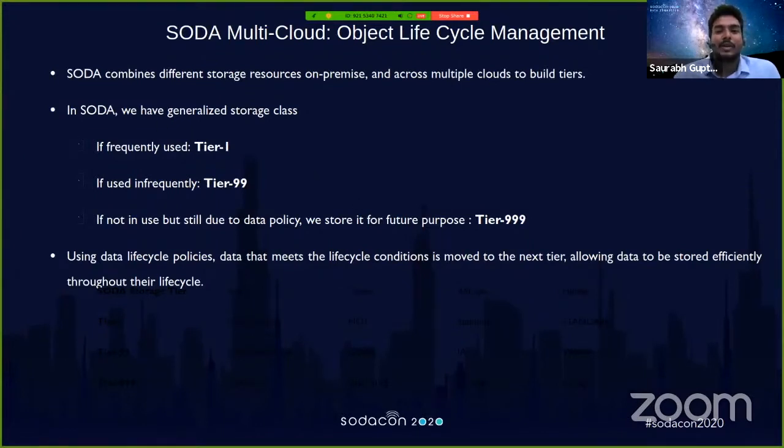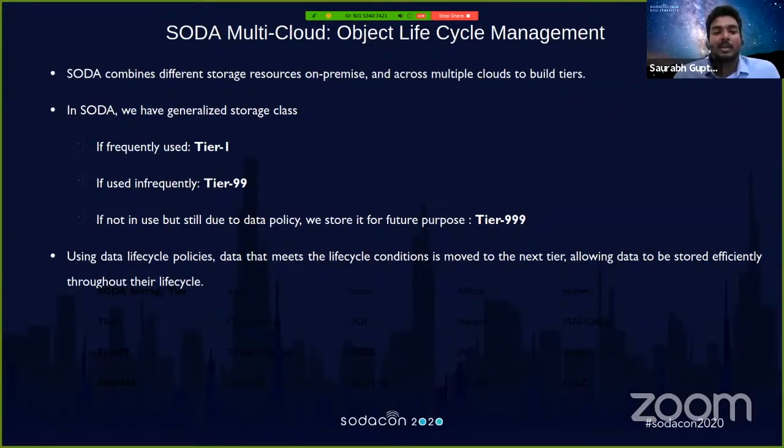So basically, what is lifecycle management and why is it important for the users? Each and every cloud provider where we store our objects recommends that we store the objects in proper storage classes, or else it can cost you a huge amount. So it is recommended to store the frequently used data in tier 1, the infrequently used data in tier 99, and the data which you are not using frequently, or which is important but you will not need to access, it is recommended to store in tier 999.